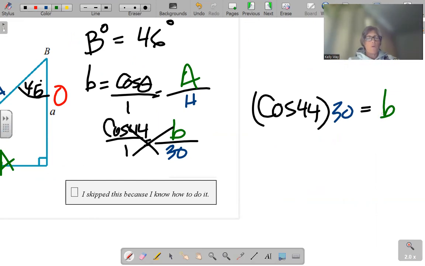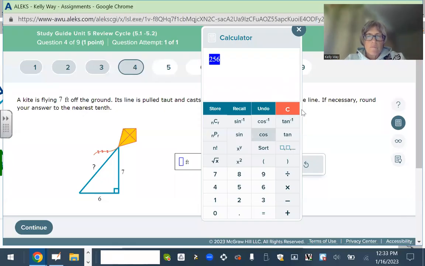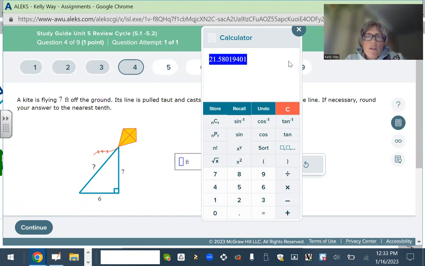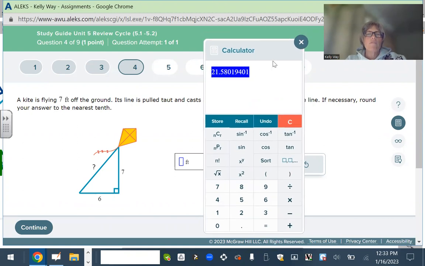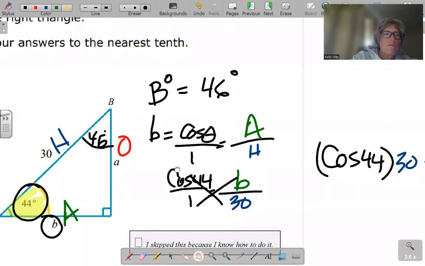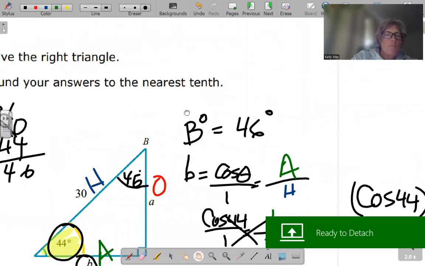We're going to do cosine 44 times 30. I would do this in 2 steps. Cosine 44, enter, times 30, enter. And you get 21 point, looks like 58 there, 21.58. ALEKS usually wants you to round to the nearest tenth. Let's double check that. Yep. And so it's going to be 21.6.